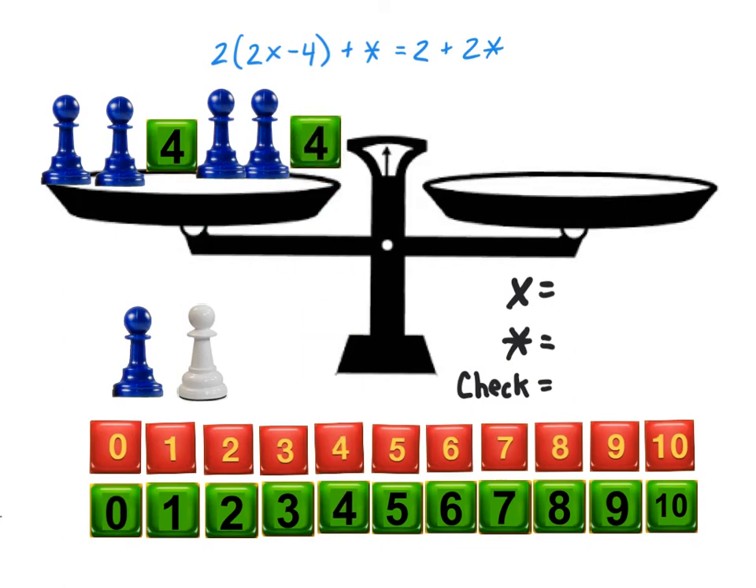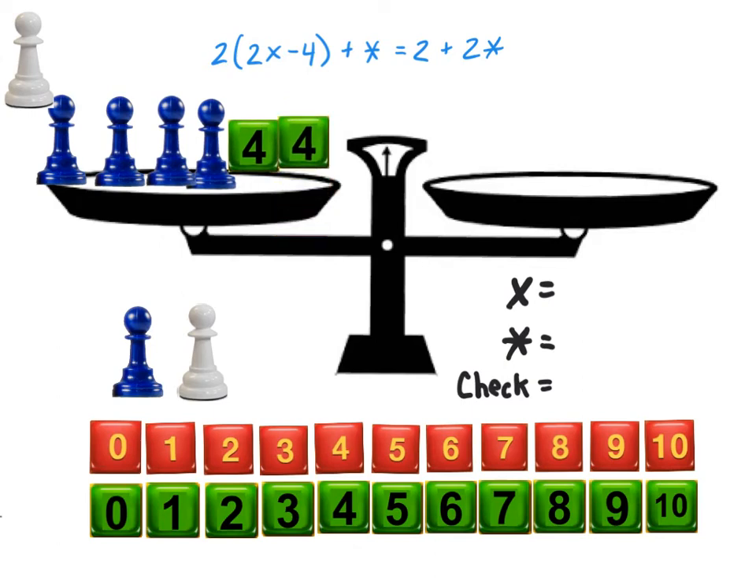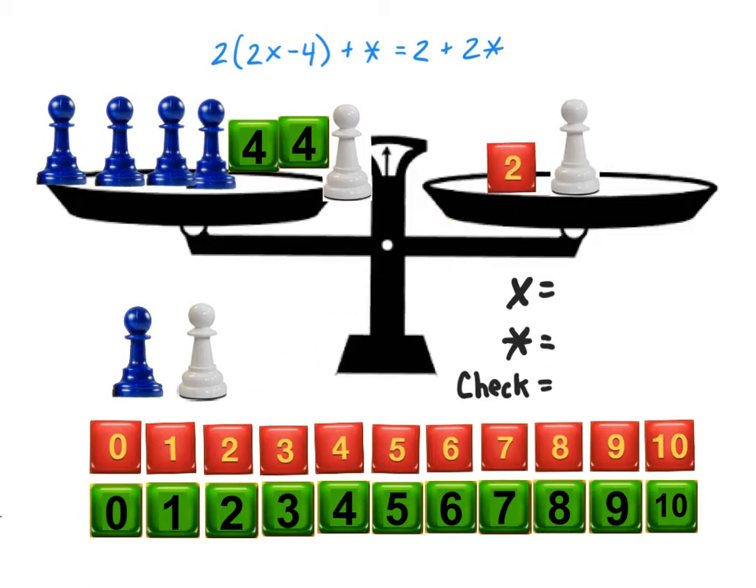And then we also need 1 star on this side. So I'll squeeze in 1 more star over here. Matter of fact, I think I'm going to put all of my x's and numbers together, and then I'll squeeze in the star right over here. On the other side, we have 2 plus 2 stars.